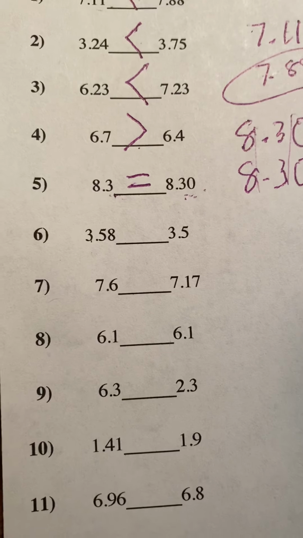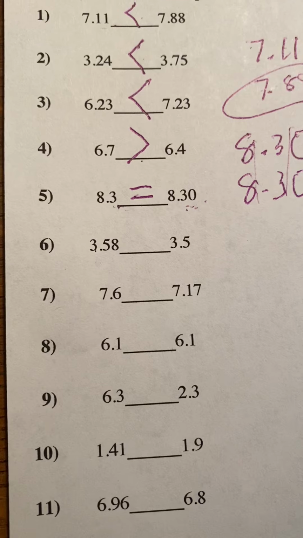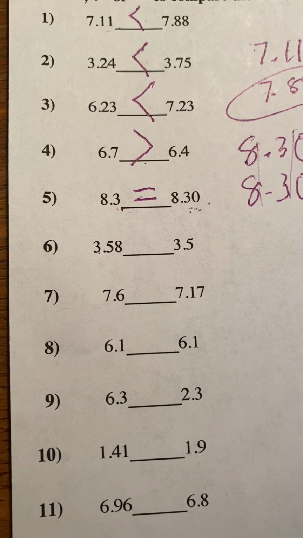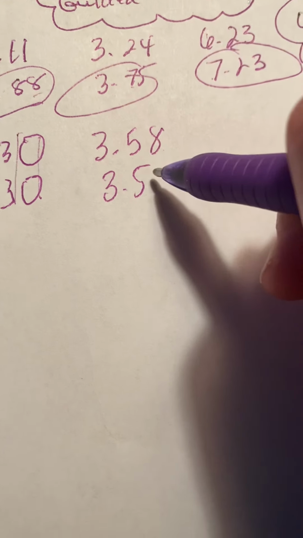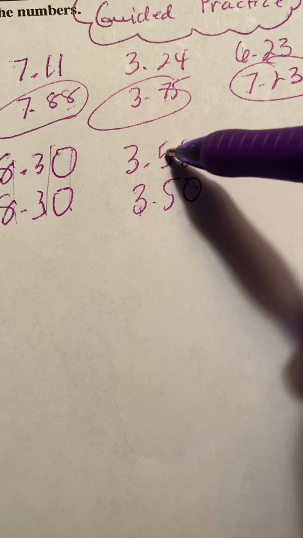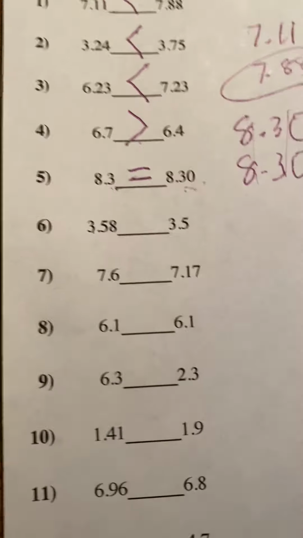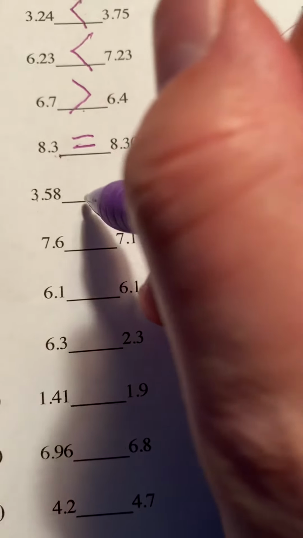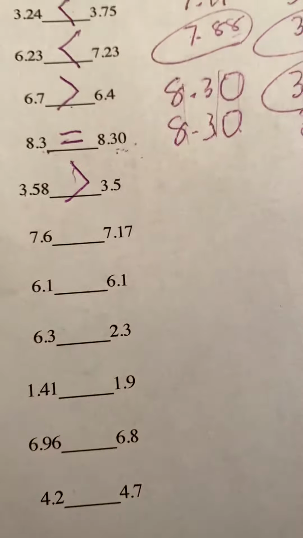Okay, now I like these next ones because they really have us thinking about all of the skills that we learned in the anchor chart. So I got 3.58 and 3.5. They don't line up equally with the same number of digits, so we throw in a 0. 3s are the same, 5s are the same, 8 and a 0. 3.58 is bigger. So when I come over here, I need to make my greater than sign so it looks like that.